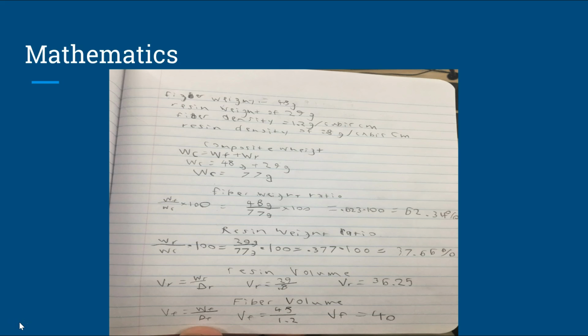The mathematics. We did a bunch of different mathematics during this project. One of the things we needed to find was the composite weight, the fiber weight ratio, the resin weight ratio, the resin volume, and the fiber volume. We did the following and had our answers. The composite weight was 77 grams. The fiber weight ratio was 62.34%. The resin weight ratio was 37.66%. The resin volume was 36.25%. The fiber volume was 40%.